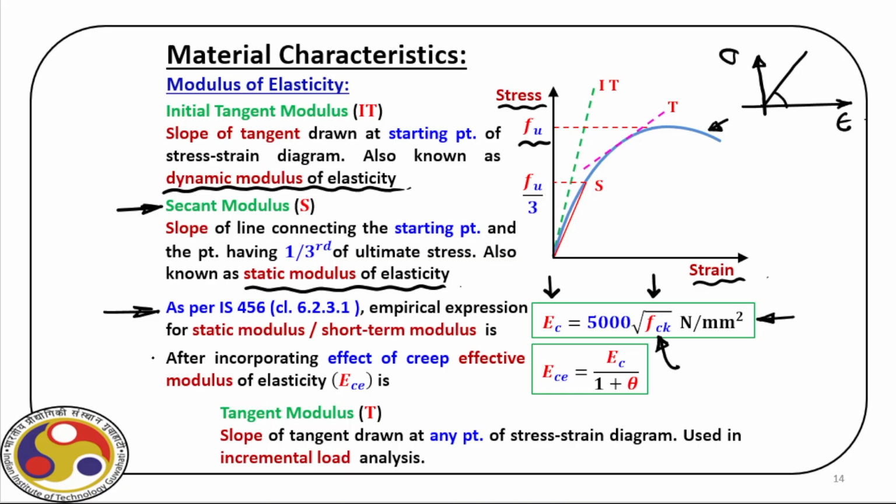Now, as I told you earlier, we have to consider the effect of creep, and if we modify this EC with the effect of creep, then we get ECE, and that is equal to EC by 1 plus theta. Right. Now, we can also define the slope of this tangent at any particular point, and that is what is called the tangent modulus, right? But the point to be noted here is this EC value, which is given in IS 456, and ECE, the moment we need to consider the effect of creep strain.